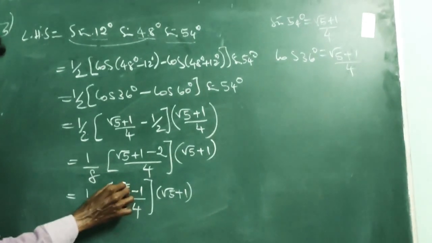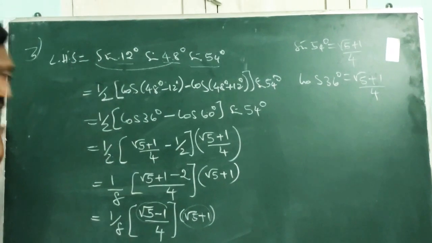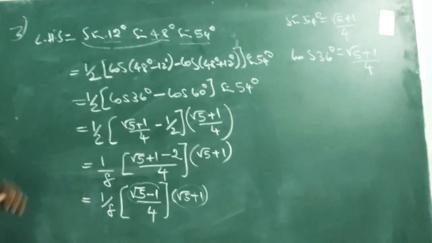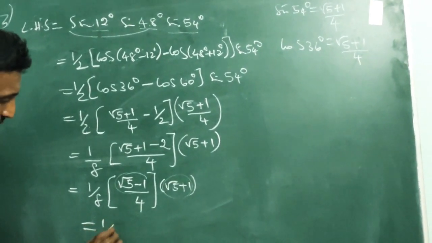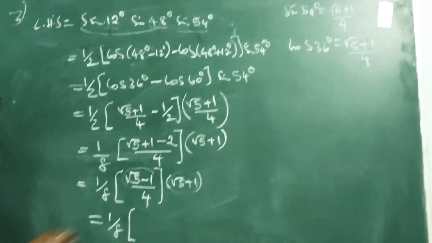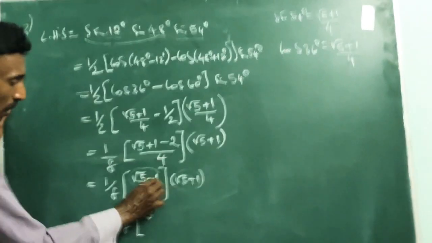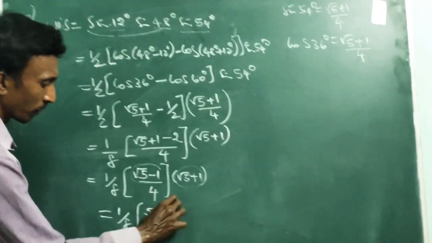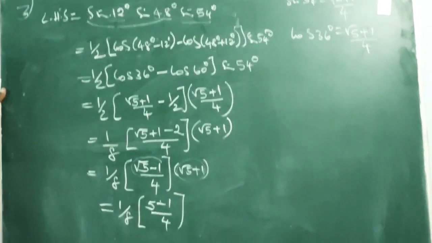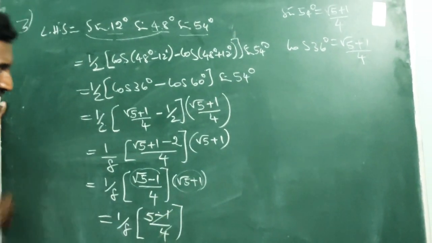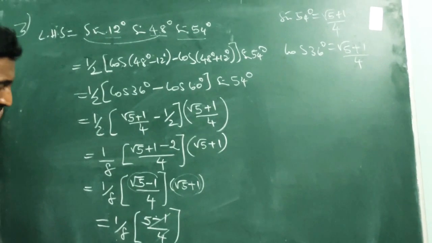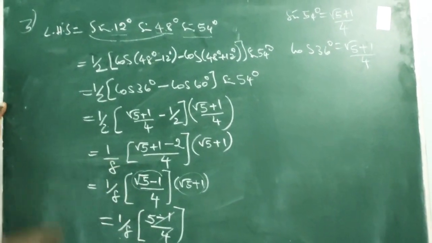Now look at these two terms. It is of the form A plus B into A minus B. It is A square minus B square. So 1 by 8 into 5 minus 1 by 4. So 5 minus 1 is 4. This 4 cancels. So 1 by 8. That is the RHS.